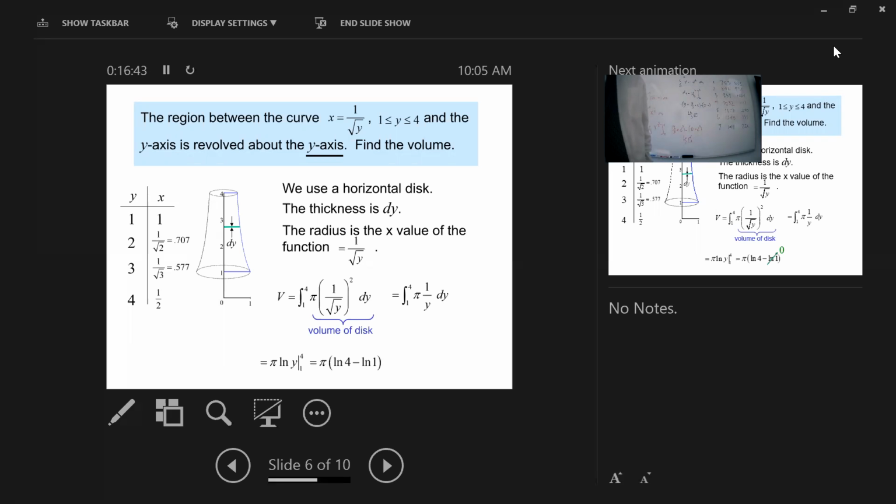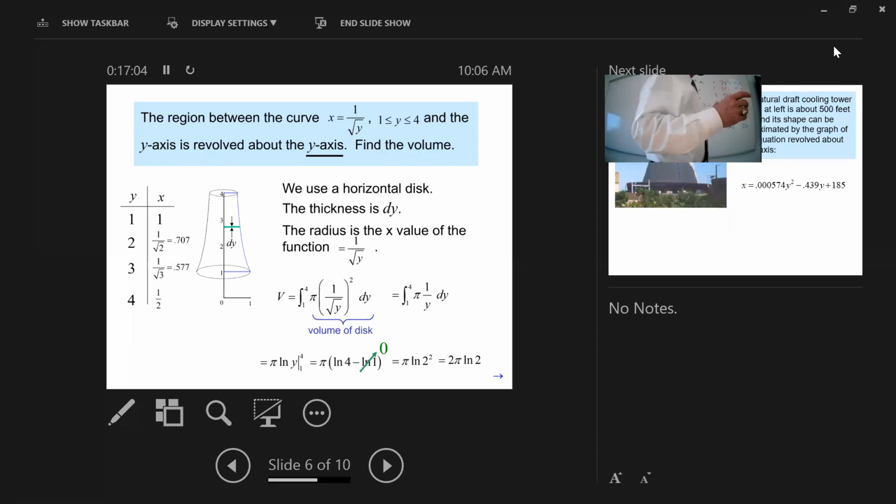Square it. What do we got? Pi times ln y. Put the values in: ln 1 is 0. Now, I wouldn't rewrite this as 2 pi ln 2. I'd be fine with 100% correct on the AP test if you wrote that as ln 4 times pi, 100% correct, if you understand where the ln's coming from.